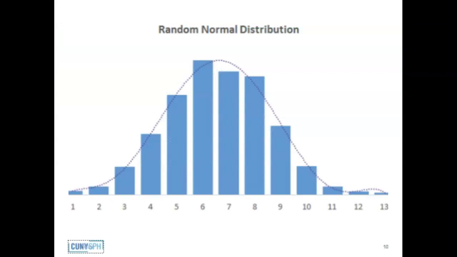In case you forgot what we're talking about, normally distributed data are shown here. This is what a graph of normally distributed data would look like. And so we're talking about a bell curve with most of the data clustered in the center.